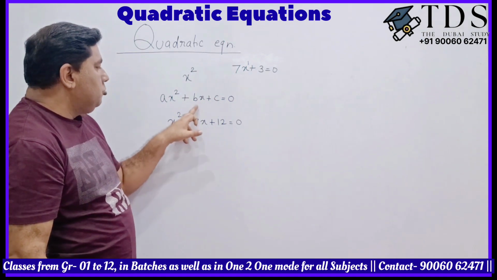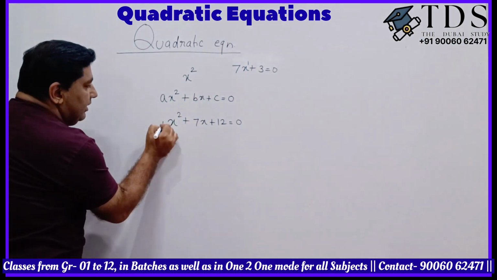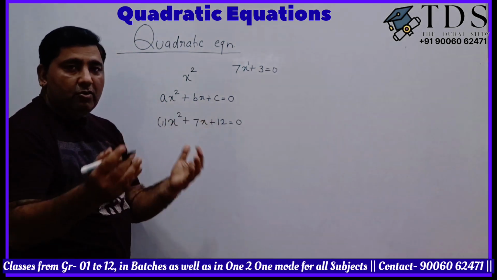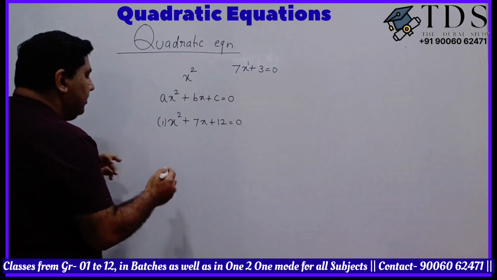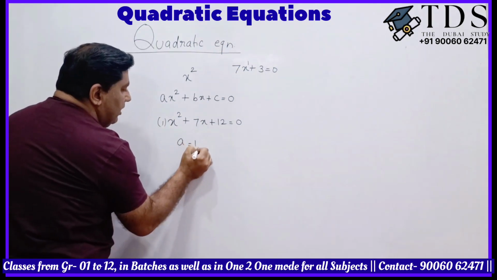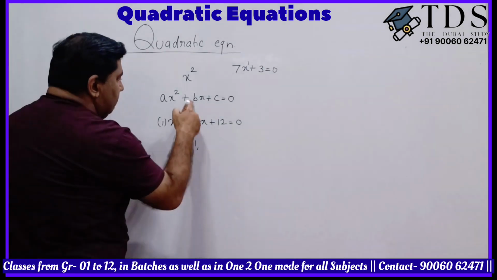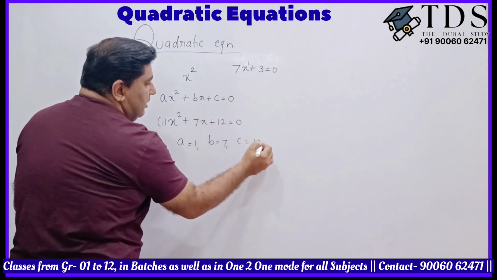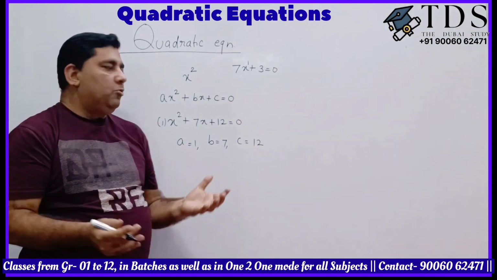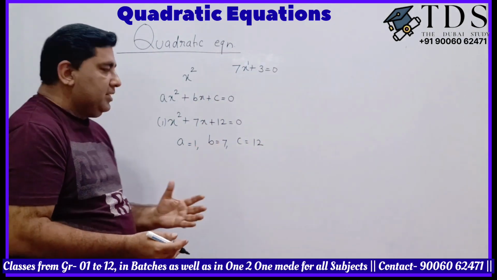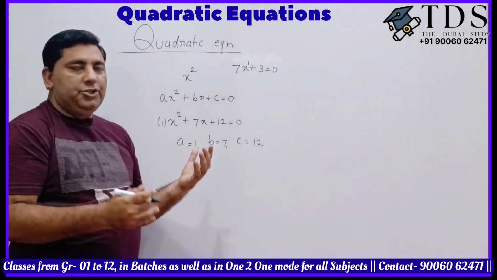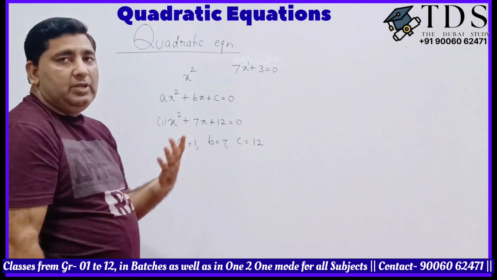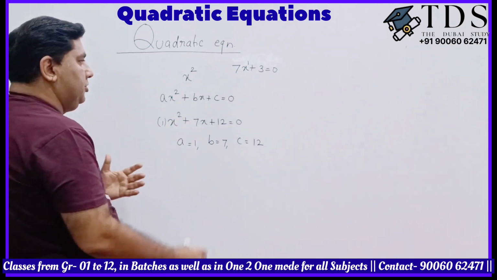If we compare these two, then we can say here we can take 1. So the values of a, b, c, which are constants or numbers, are a is 1, b is 7 and c is 12. In this way you can find out the constants. Okay, now how to solve this equation? If this has power 2, it will have two zeros.